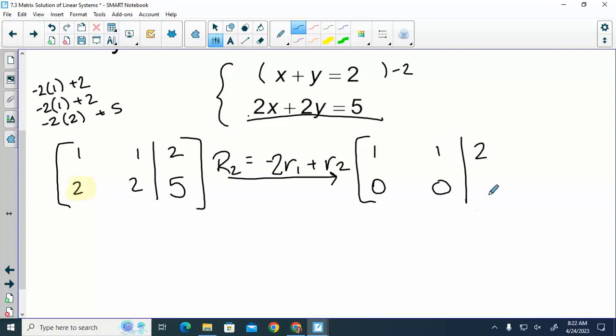One. Okay. What does that bottom equation say? 0 equals 1. It says 0 equals 1. Does 0 equal 1? No. So what does this mean? No solution, it's inconsistent.